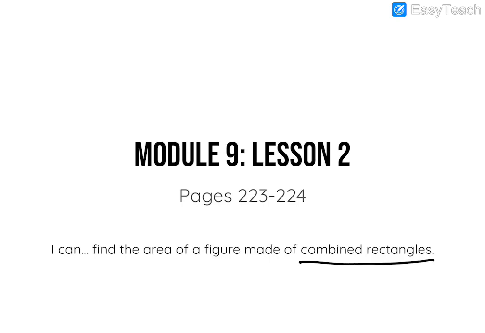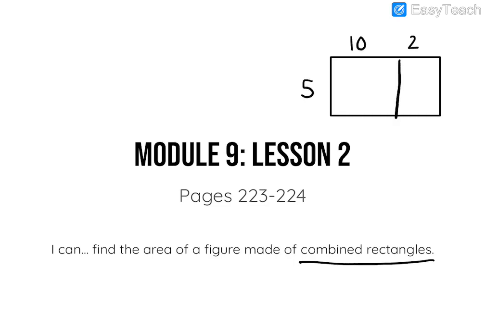Now, before I even start this lesson, I want to remind you of how we do an area model. When we complete an area model, let's say for 5 times 12, we have two rectangles that we're combining. Right? We find the area of this rectangle, the area of this rectangle, and we add our partial products to find the total. When we find the area of combined rectangles, we're going to do something very similar.